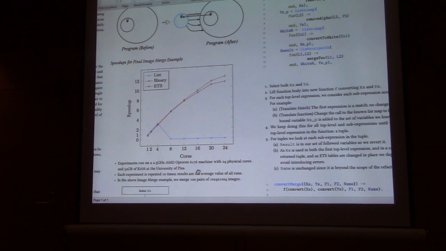What is the baseline here? Speedup relative to what? It should be against the sequential list version of the program. Oh, and it uses this. Yes.